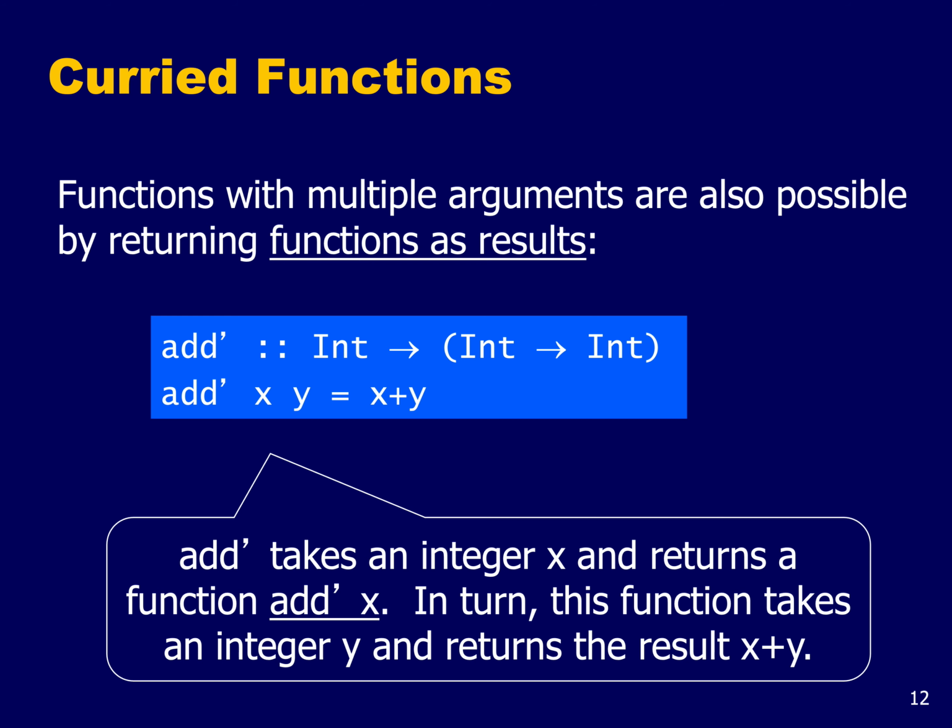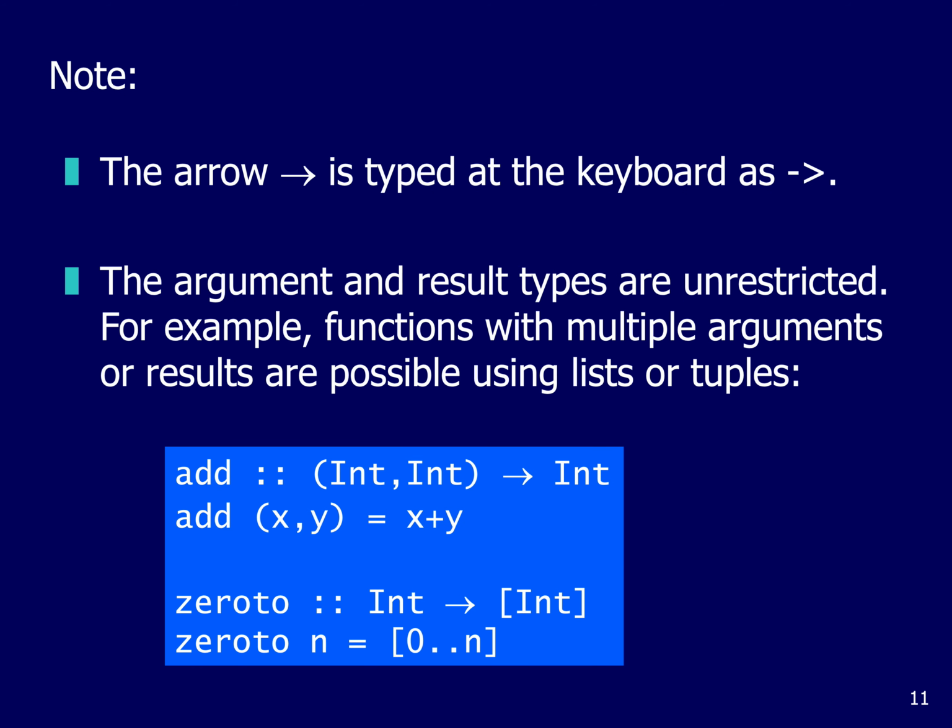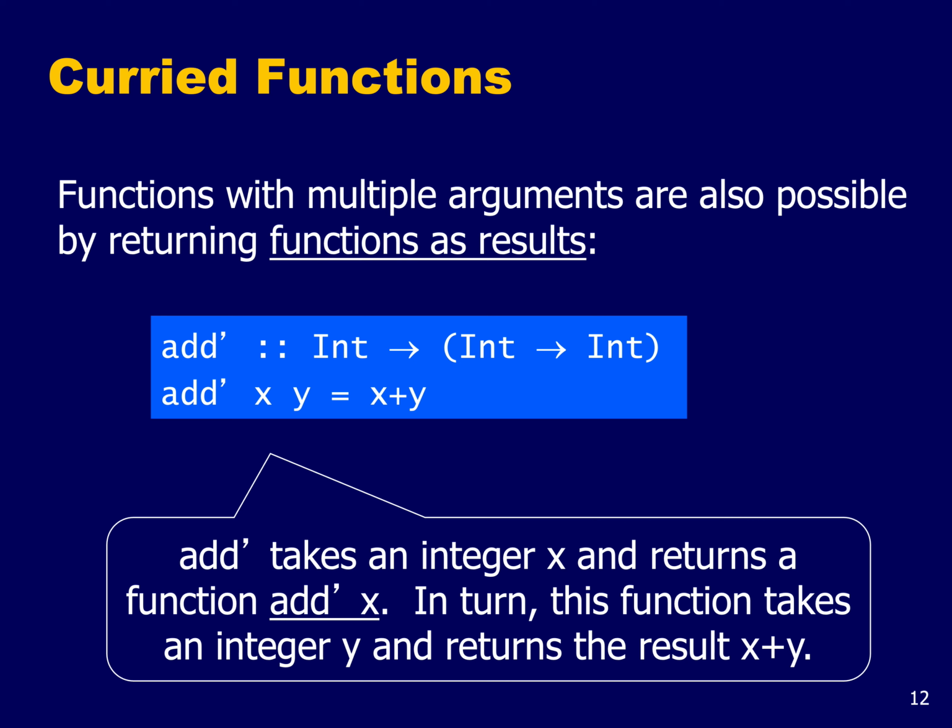What we saw very shortly ago is how to define an addition function which takes two numbers as a pair. Here's an alternative way to define an addition function using the idea of returning functions as results. Let's look at the two lines in the blue box here. I'm defining a function called add prime, with a different name so that I can compare it with the other add function that takes a pair. And what add prime does is it takes a single integer as input, so we have the type int arrow there at the start.